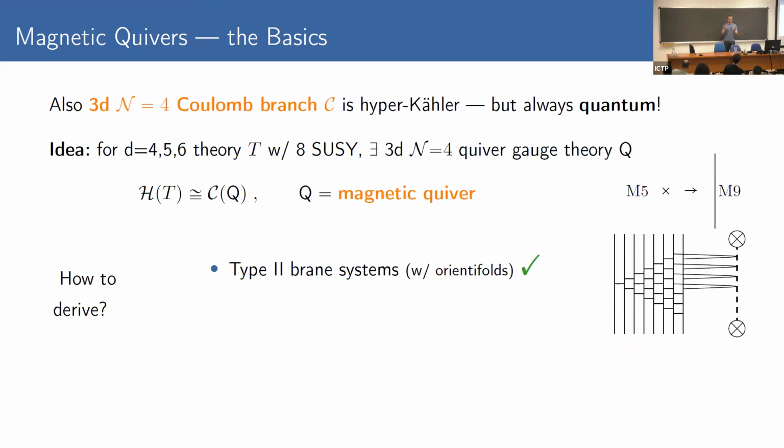Long story short, you have a brane system, and I can massage it into this configuration, and from this configuration I give you some rules that tell you how to read off this quiver. You should read off this quiver, and now you take this quiver as an input for here.